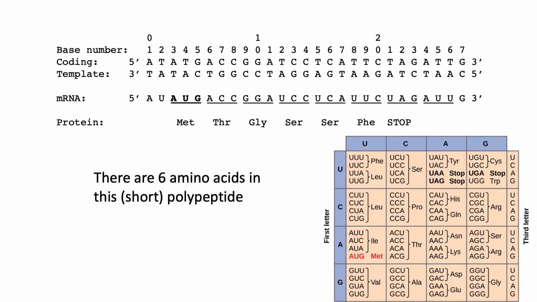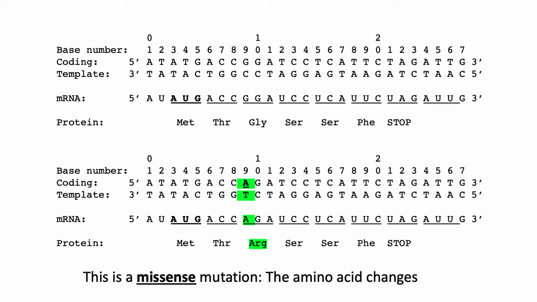In this polypeptide, there are 6 amino acids. Now, we do count the methionine because it's an amino acid, but we don't count the stop codon because no amino acid is added as a result of that codon.